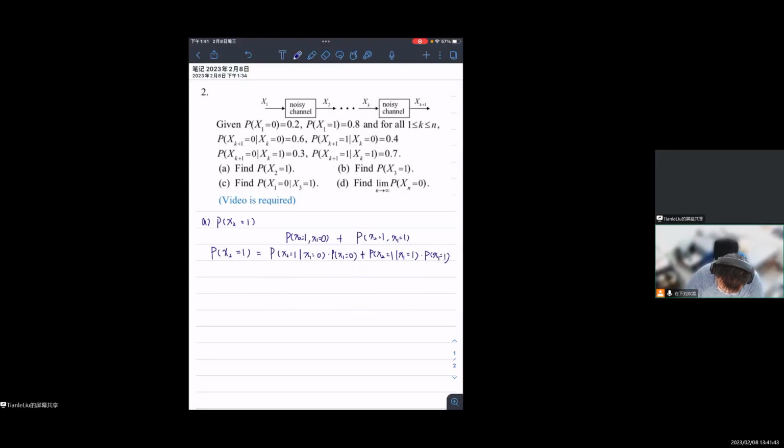Now we can continue our calculating. We have the probability of x2 equals 1 given x1 equals 0, which is 0.4, multiplied by the probability of x1 equals 0, which is 0.2, plus the probability of x2 equals 1 given x1 equals 1, which is 0.7, multiplied by 0.8. So for now, we get 0.62.